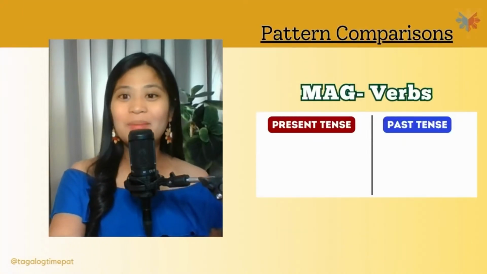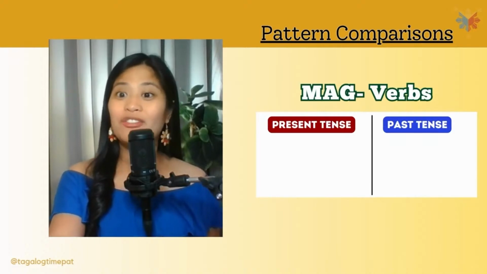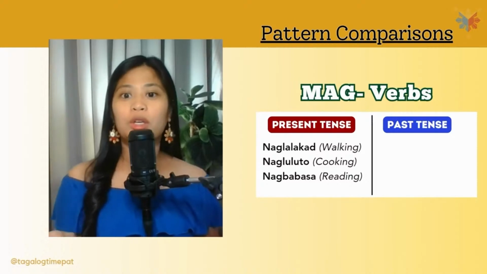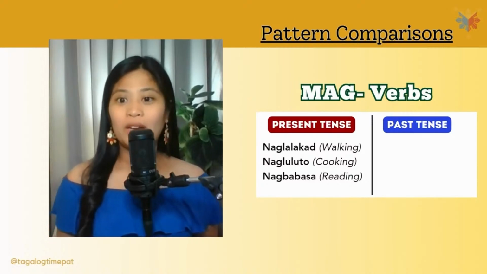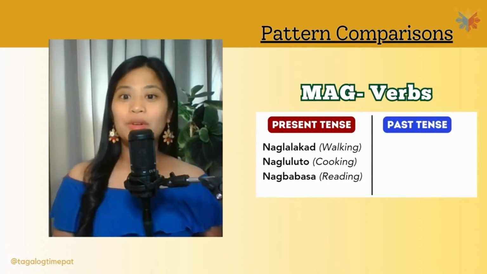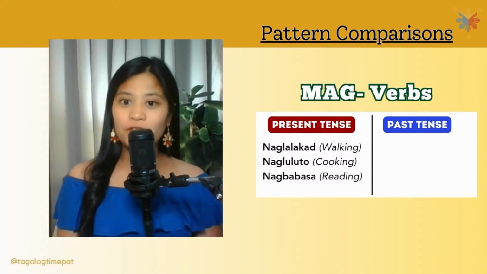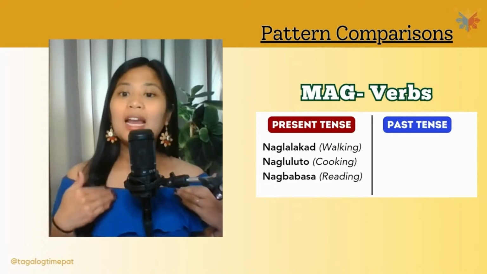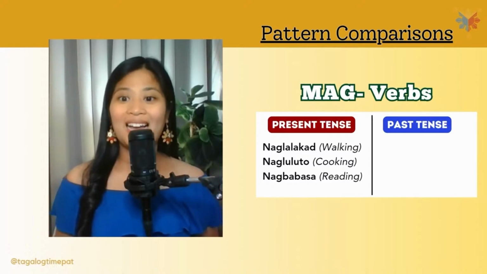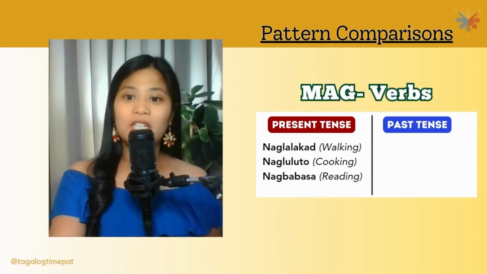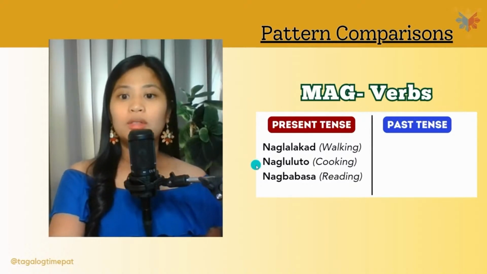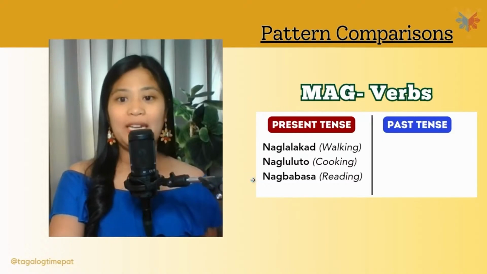Speaking of, let's go ahead and just compare the present tense to the past tense conjugation of mag verbs. So in the present tense, we learned naglalakad is walking. If you recall, the present tense conjugation of mag verbs is nag plus the repeated first syllable plus the root. Naglalakad ako, I am walking. The present tense of to cook is nagluluto. Nagluluto ako, I am cooking. Then in the present tense, magbasa is nagbabasa. That means reading. Nagbabasa ako, I am reading.